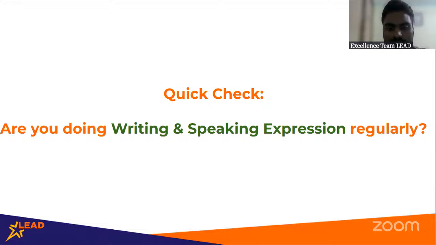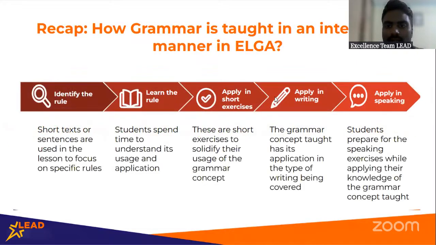So please understand, the writing and speaking expression component is actually the most important component of your English, whether it is ELGA or other, active English, which we have discussed. Why? Because in the last two steps is where the children are actually trying to apply their knowledge, apply their understanding, right? So if you skip this, their learning will stop here.